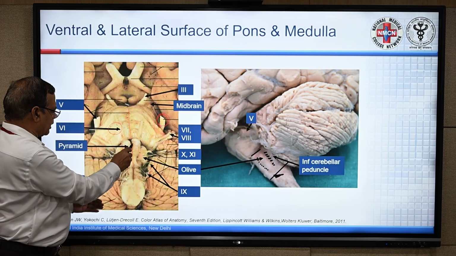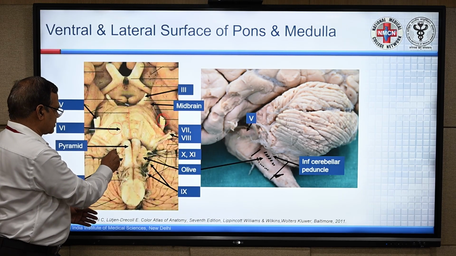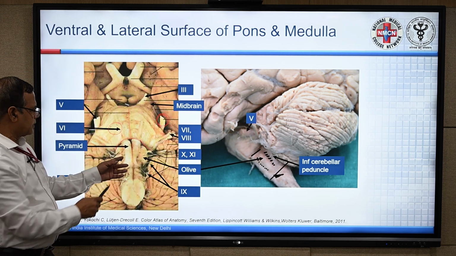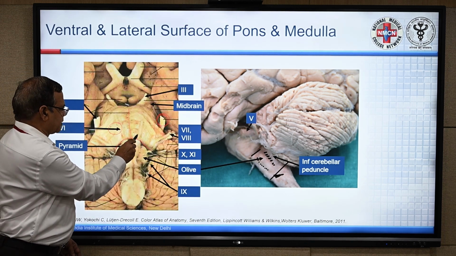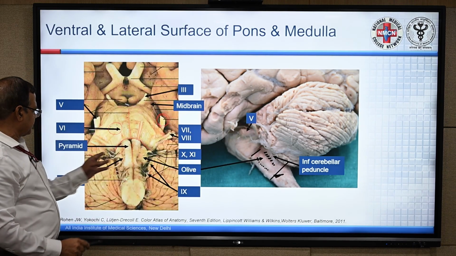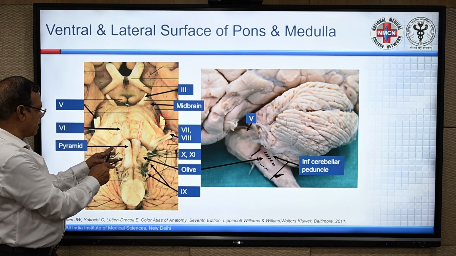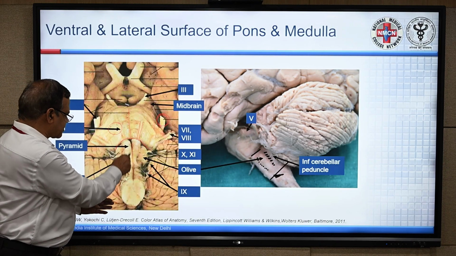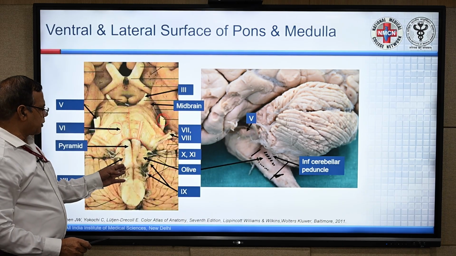Then comes the medulla. If you see the lower border of the pons, below it there is an elevation, and there is a nerve coming out from the lower border just above this elevation, which is called the pyramid. This is the sixth nerve. This elevation is called the pyramid.